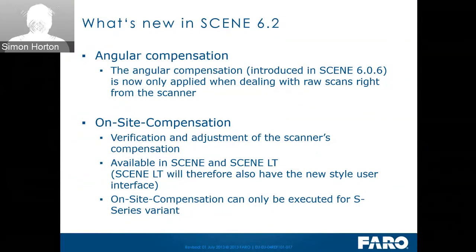We've now given you the ability to do on-site compensation to check the accuracy of your scanner. So the compensation is only available for the S series variant, so that's the S135 and 350. The verification allows you to check and adjust the scanner's compensation, and it's available in either Scene or Scene LT. To enable you to do that, we've now upgraded Scene LT to have the new style user interface as well.